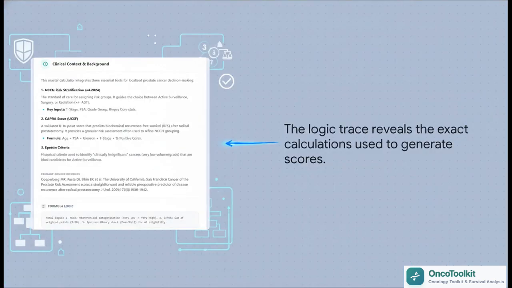If you look at the formula logic section, which is right there on the clinical background page, you can see the exact logic trace. It shows you the hierarchical steps for the NCCN score, the point-by-point summation for CAPRA, and that simple binary pass-fail check for Epstein. The entire calculation is laid bare, right there for your clinical validation.